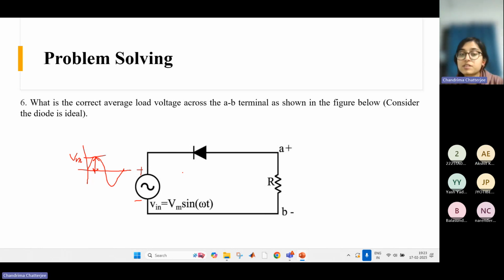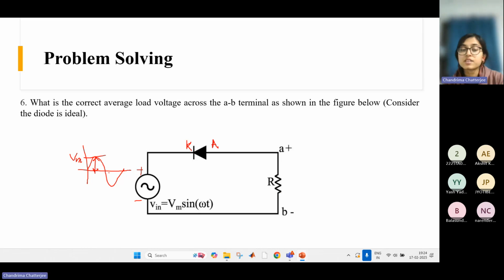Reverse biased, right? Because the positive potential is coming at this point. This is the cathode terminal. This is the anode terminal. So definitely the diode is reverse biased. It will not conduct, so there is no current in the circuit. So there is no voltage across the resistance, right? The resistance drop is simply IR. So if there is no I, there is no V.